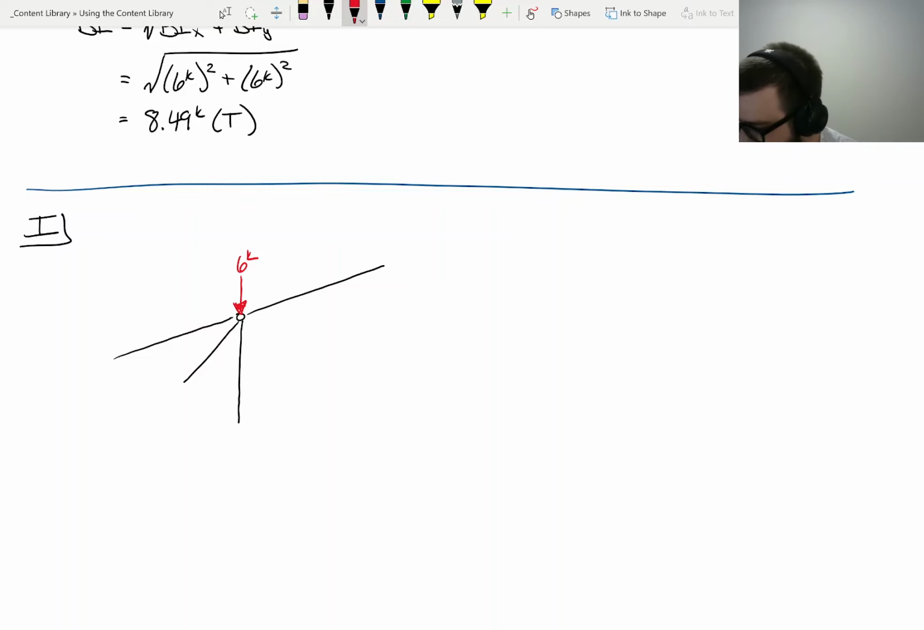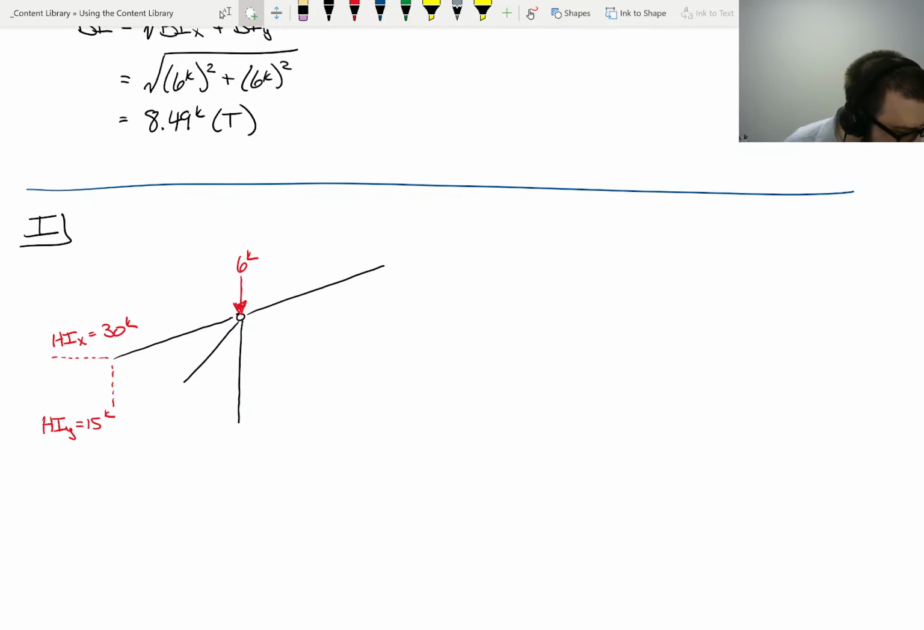Okay? Now let's start at the left and sort of work our way over. So this is going to be HI. Now HI, we already have solved. This one right here. So we have HIX, that's going to be 30 kips. HIY, 15 kips. I'm going to move that over a little bit because I want to have myself some room. Now, HI is experiencing compression.